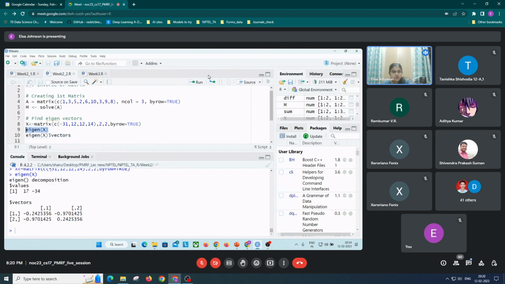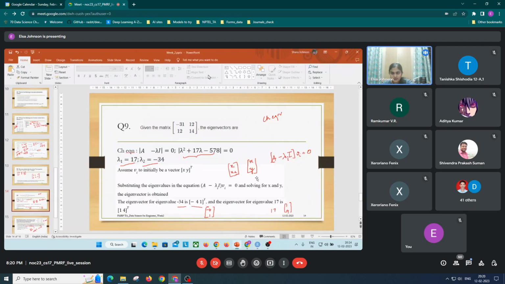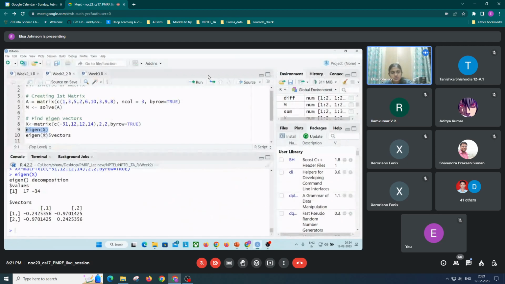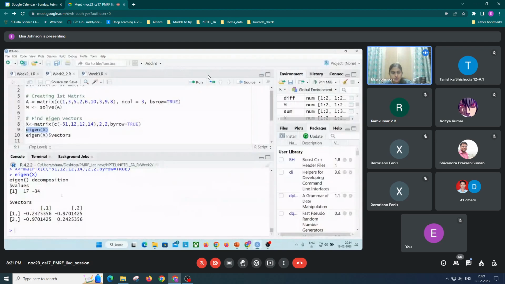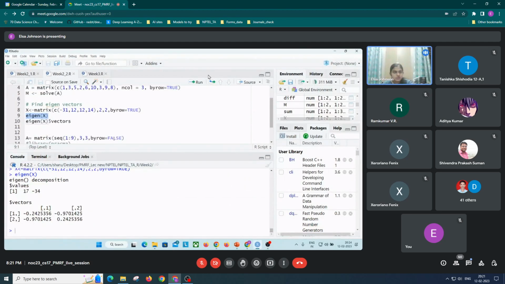There is a difference here actually. Since many solutions are possible, when we solve it like this, we get k into minus 4 1 and k into 1 4. So in that case we were getting it like this. But when you solve in this form, the eigenvalues come out the same, 17 and minus 34, but the eigenvectors are calculated in this way. So you can have many solutions for that.